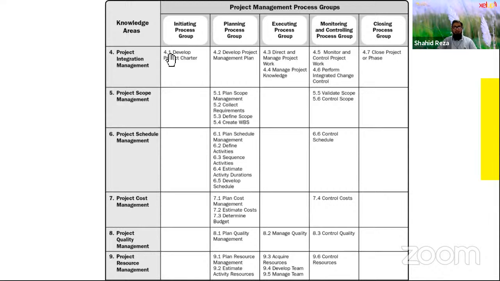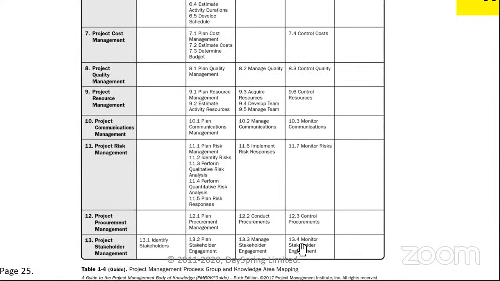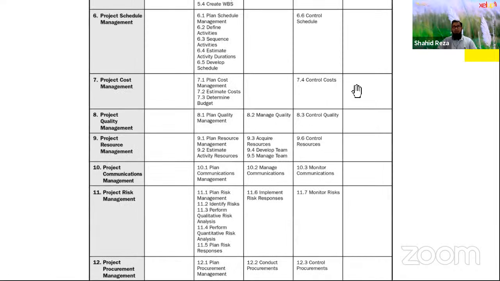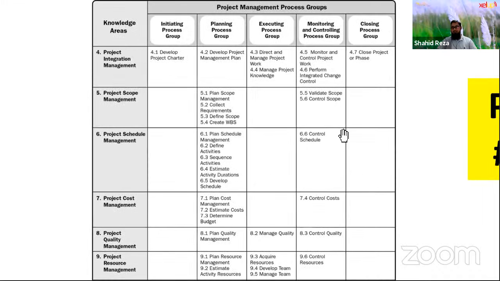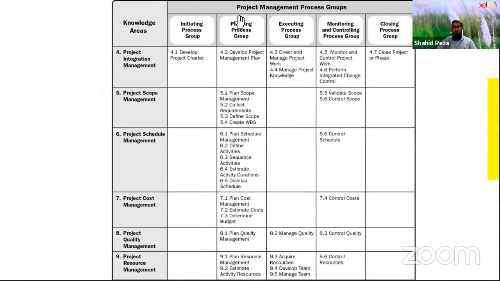And in the middle, from 4.1 to 13.4, in total you will find 49 processes. All right. So the whole PMBOK is drawn here. The left side is knowledge areas, the top side is process groups, and in the middle are all 49 processes.